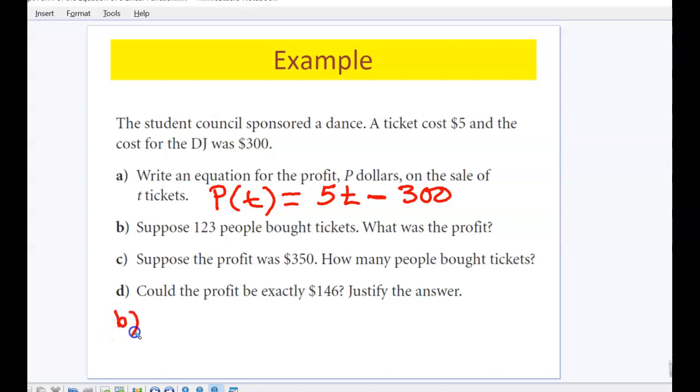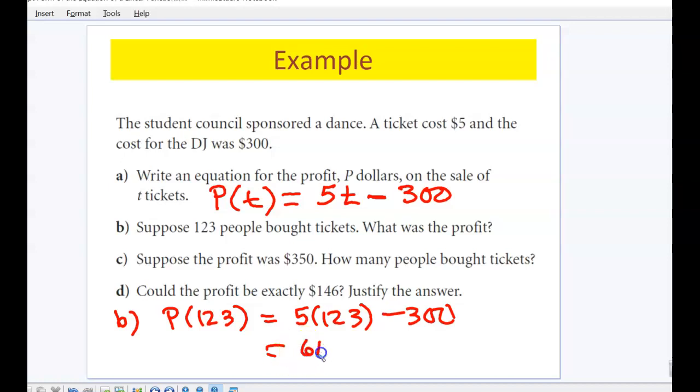In part B, they want us to find the profit if 123 people bought tickets. So let's figure out the profit if t is 123. We're just going to multiply 5 times 123, and that is 615 minus 300. So my profit would be $315.